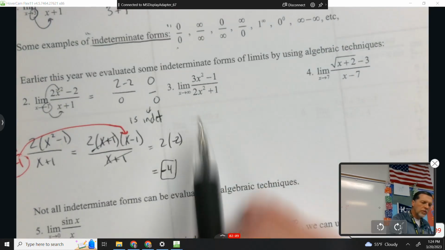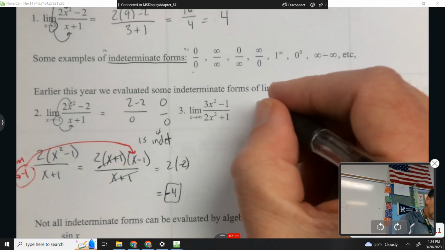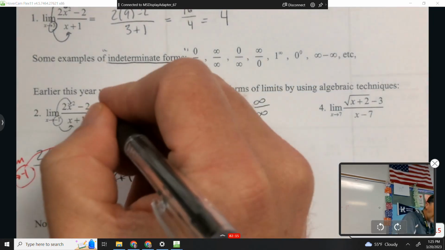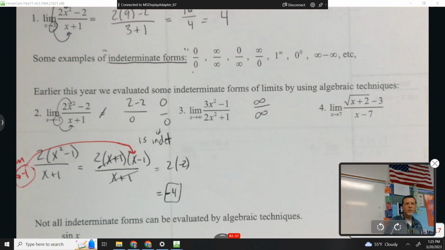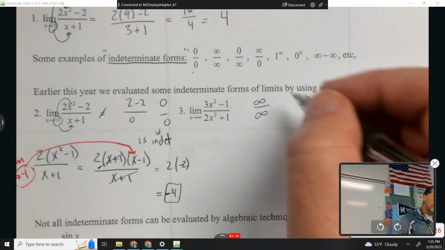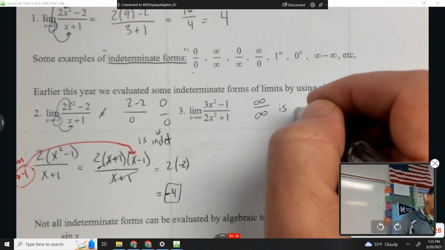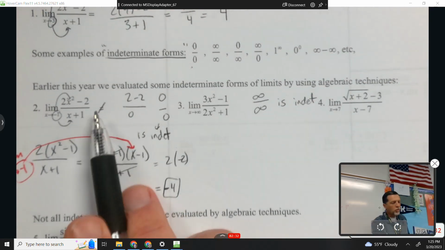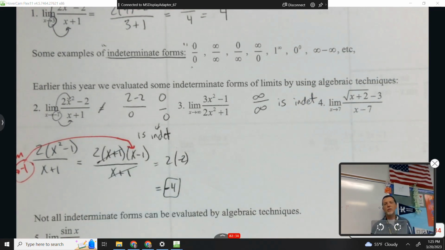Number 3, if you plug in infinity, you get infinity over infinity. And that's not good. I should not have put the equal sign on that first one, because it's not equal to 0 over 0, because 0 over 0 isn't really a thing. So leave off the equal sign, write infinity over infinity, and then say is indeterminate. Or you could just put the slash.